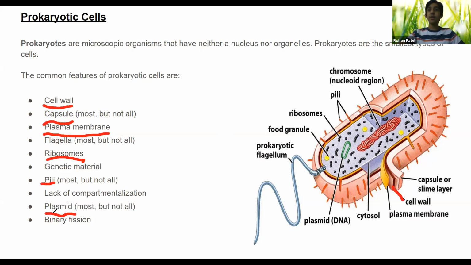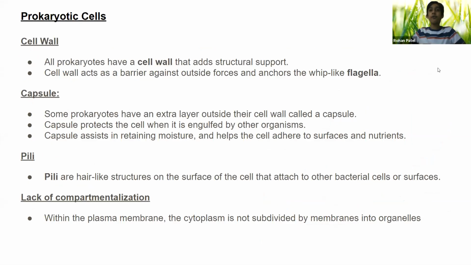We have our plasmids. Plasmids are very important, but we'll talk about them later. Ribosomes are also super important. They are needed in the cells, and we'll talk about them later as well. So what is the cell wall? All prokaryotes have a cell wall that adds structural support to keep it structured, solid and rigid. The cell wall acts as a barrier and anchors the flagella, which helps it move.